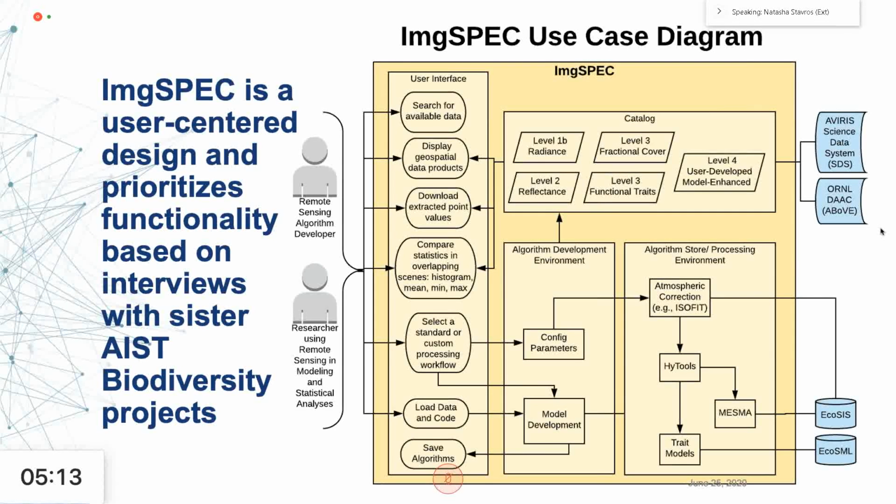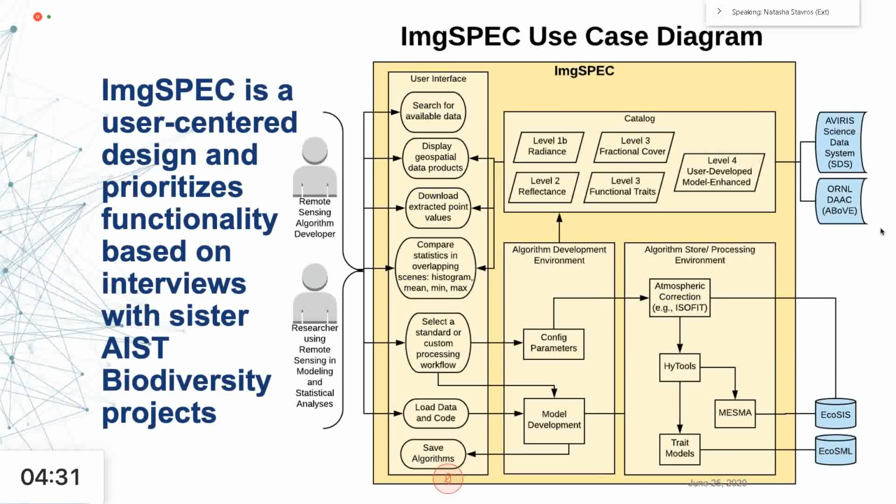The place where ImgSPEC really gets unique is in that 5th bubble, which is select a standard or custom processing workflow. And so this is really where we're trying to say, NASA typically provides the 80% solution when providing a global data product that works over 80% of the globe, but maybe not in your area. And you might want to customize that to work better in your specific area. Or maybe you're specifically focused on wetlands and the global product just doesn't account for wetlands. And so we want to be able to provide that flexibility. And so that's where we enter into an algorithm development environment.